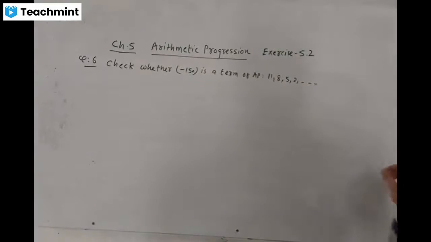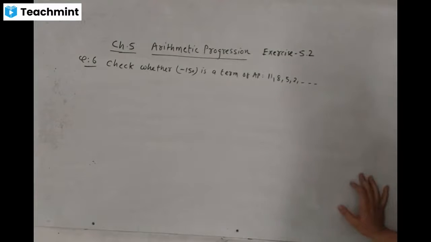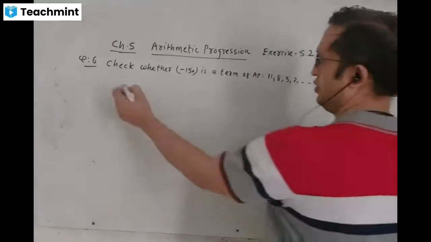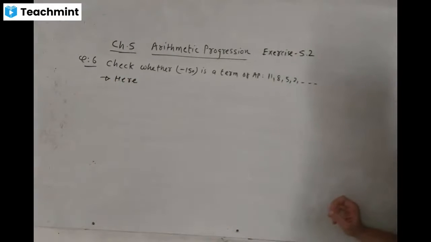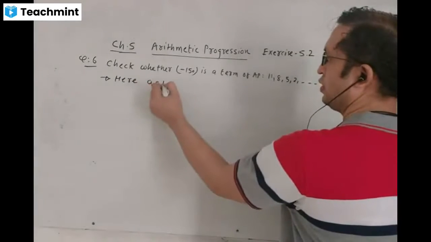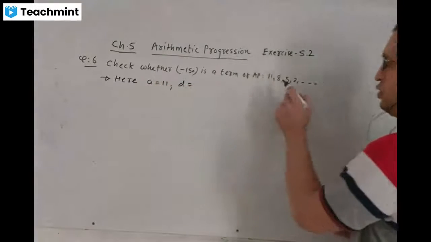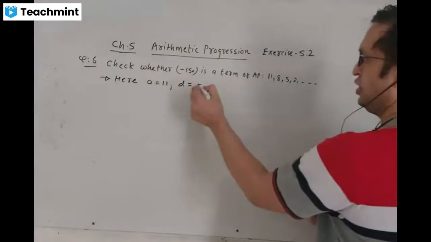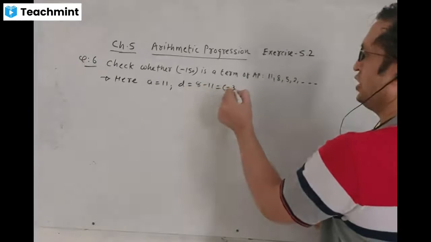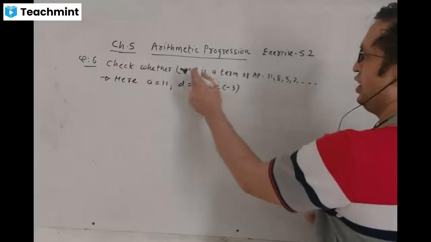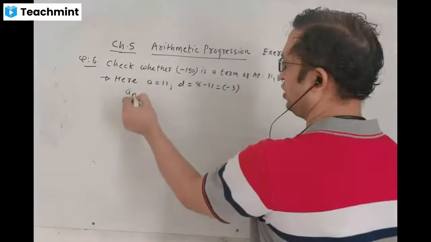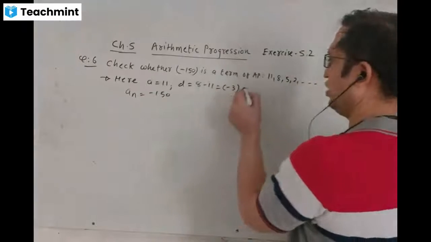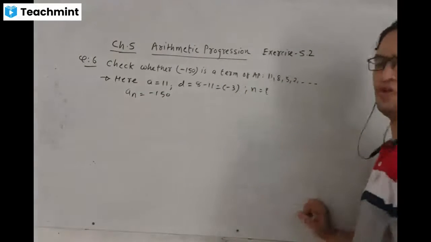Here in this question, -150 is a term of an AP. So -150 is the last term of the AP. Here, A is equal to the first term, and the first term is 11. What is the common difference? D is equal to A2 minus A1, that is 8 minus 11, that is equal to -3, and an is equal to -150, the last term. Find the number of terms, n is equal to question mark.